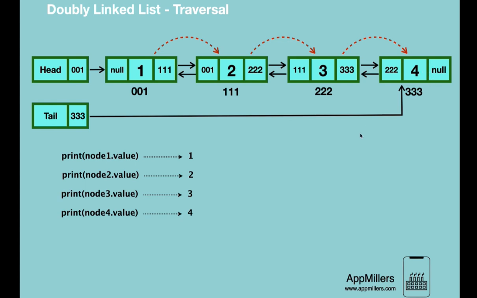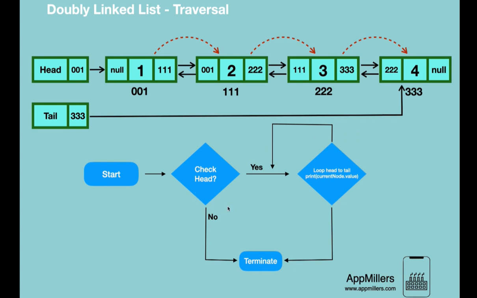Now the algorithm of double linked list traversal looks like this. So here we start with checking head. If head does not exist, it means that we don't have any node to traverse, so we terminate our algorithm over here. Otherwise, we continue to loop from head to tail, and in each step we print the value of node until we reach the tail. And that's how the algorithm of traversal in double linked list looks like.